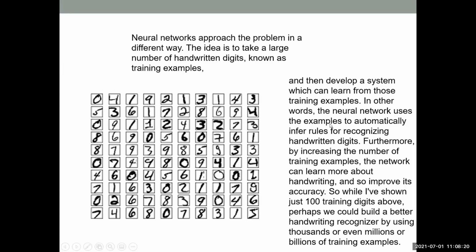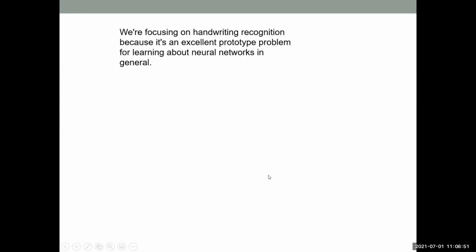In other words, the neural network uses the examples to automatically infer rules for recognizing handwritten digits. And after we train it, maybe we could actually use it in the post office. Furthermore, by increasing the number of training examples, the network can learn more about handwriting and so improve its accuracy. While I've shown just 100 training digits above, perhaps we could build a better handwriting recognizer by using thousands or even millions or billions of training examples. We focus on handwriting recognition because it's an excellent prototype problem for learning about neural networks in general.